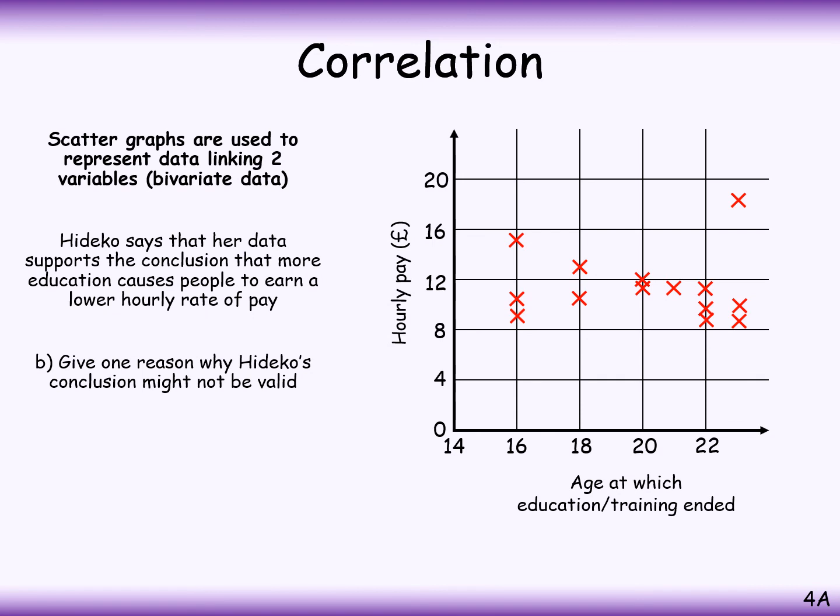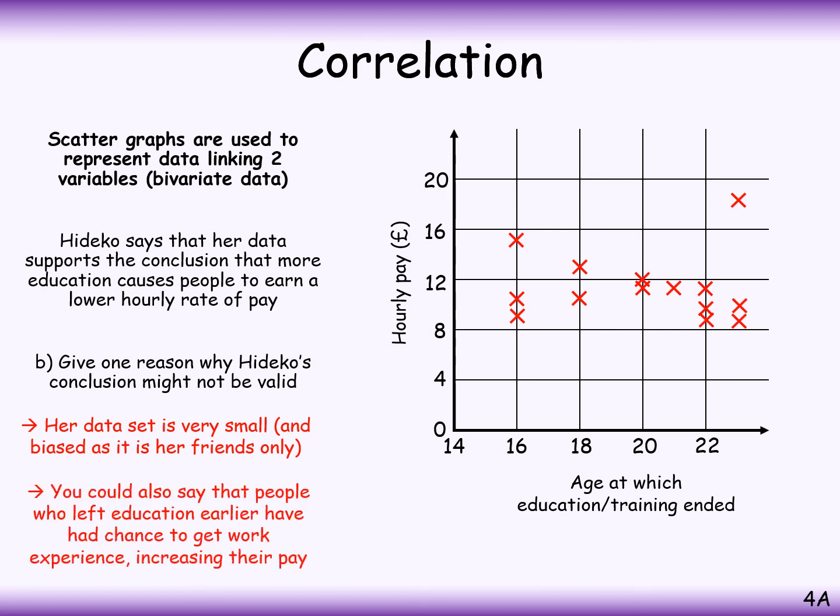And here we ask about this individual. Hideko says that the data supports the conclusion that more education causes people to earn a lower hourly rate. And we need to find, is his conclusion valid? So the data we can see is very small, and the other thing is he asked his friends, so he's obviously biased. So you could also say that people who left education earlier have had a chance to work and have more experience, so that could have increased their pay.